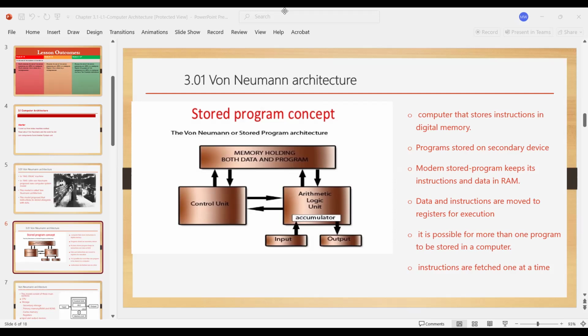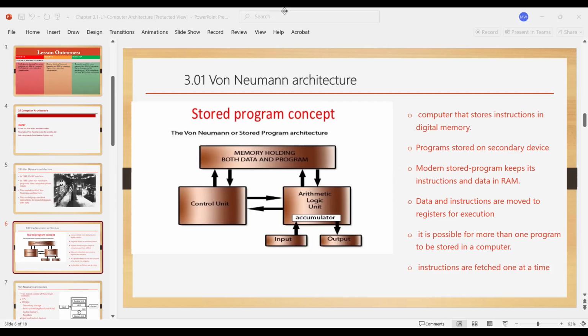Stored program concept means that now the computer stores instructions in some sort of digital memory. Digital memory means either RAM, ROM, hard disk drive, solid state drive. Programs are stored on any secondary devices. Secondary devices means some memory. A modern stored program keeps its instructions and data in RAM. RAM means random access memory, which is used for the execution of your tasks.